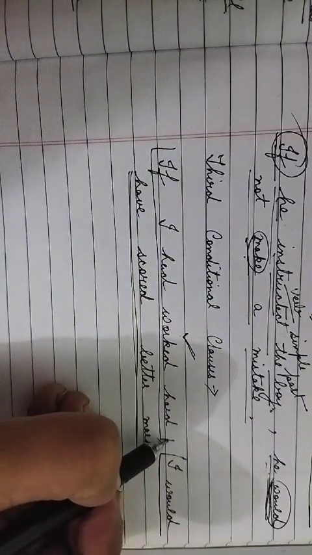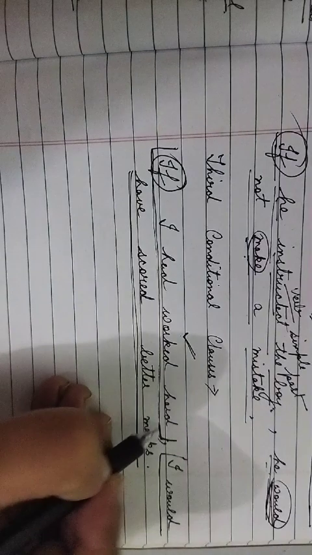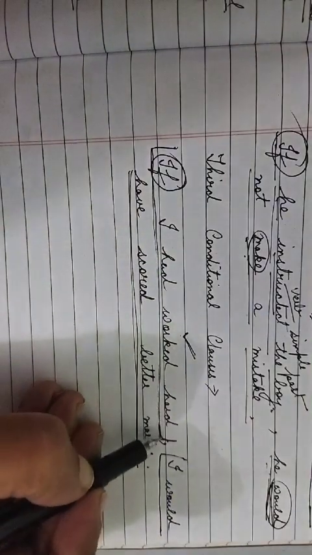Okay, I had worked hard. It means I did not work hard. Correct? So this conditional sentence, this condition, is not possible of being fulfilled. Impossible, because it's already over. So if I had worked hard, I would have scored better marks. Understood? What is the formation of this third conditional sentence?